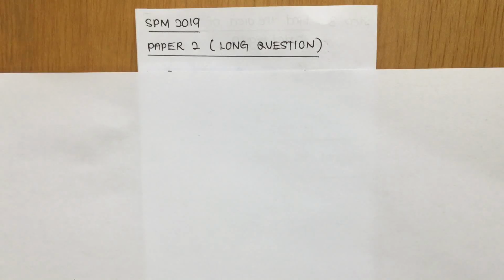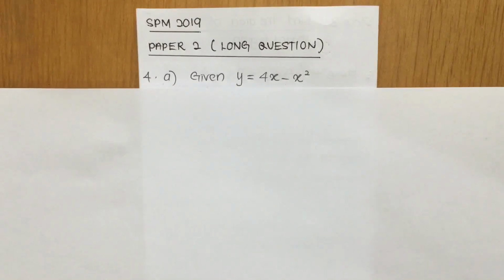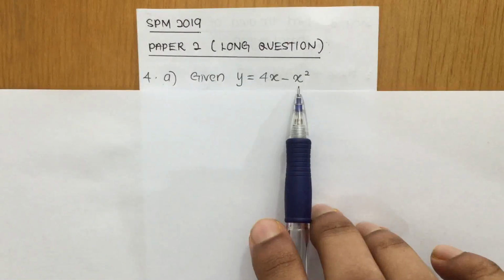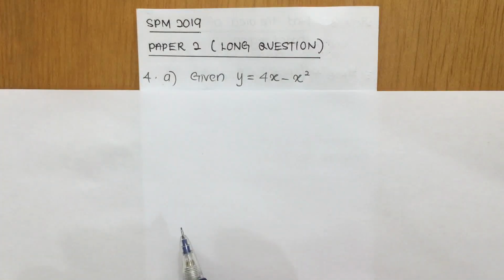Alright, let me start to discuss question 4 now. For question 4 part A, the question asks to show that h is equal to 3. So in the question, given that y is equal to 4x minus x squared, they also mentioned that the tangent to the curve at point Q passes through point P.